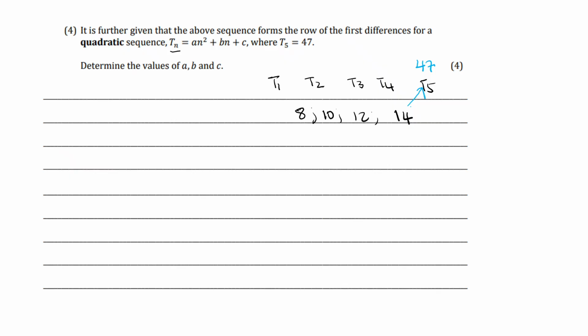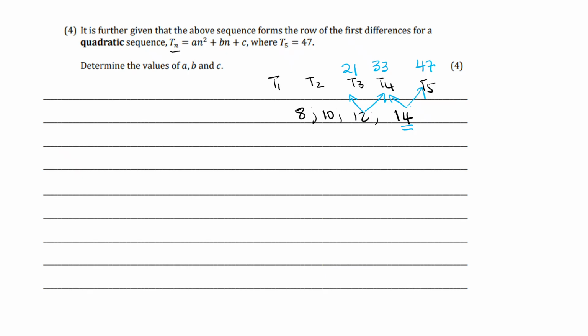So to find T4, I need to subtract that 14. It's going to be 47 minus 14, so my T4 will be 33. Now the difference between T4 and T5, T5 minus T4, gives me 14. I need to do the same. To get 33, we added something, so I'm going to do the reverse and subtract 12 from that 33. The answer that we get is our T3, which is 21.